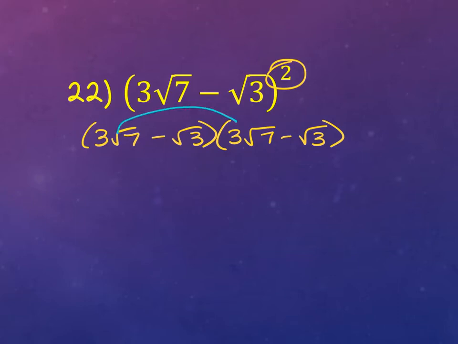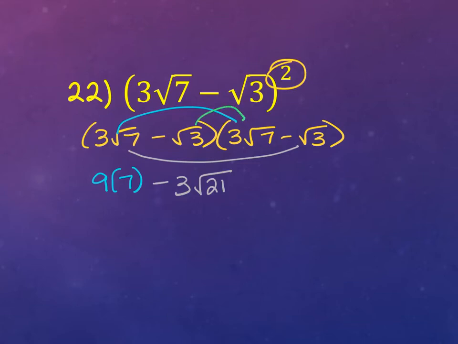So first, this time first has two terms: 3 times 3, which is 9. Root 7 times root 7, which is 7. Outer, 3 root 7 times negative root 3 is negative 3 root 7 times root 3, which is root 21. Inner, negative root 3 times 3 root 7 is negative 3 root 21. And last, negative root 3 times negative root 3 is a positive 3.